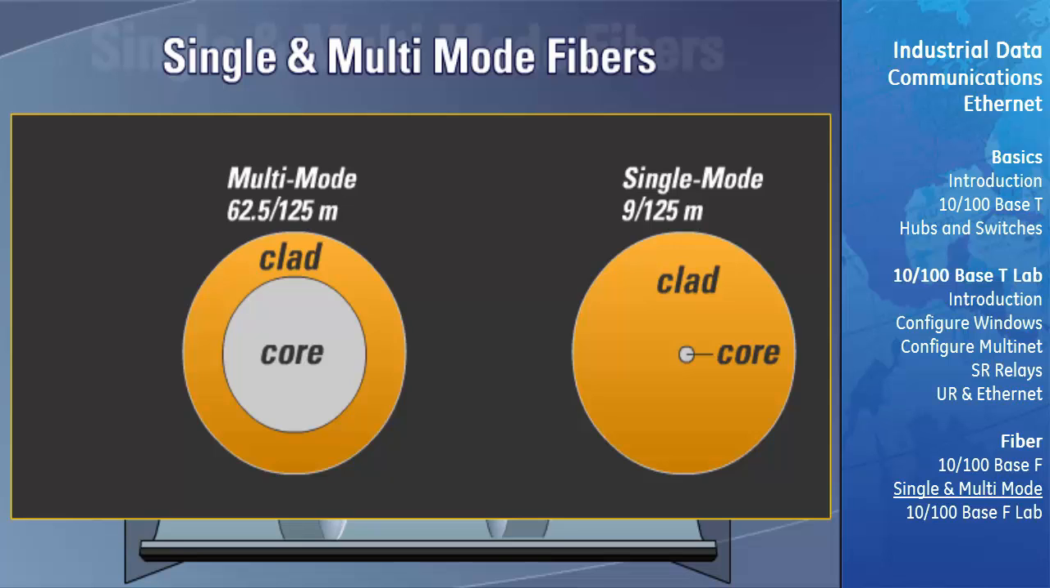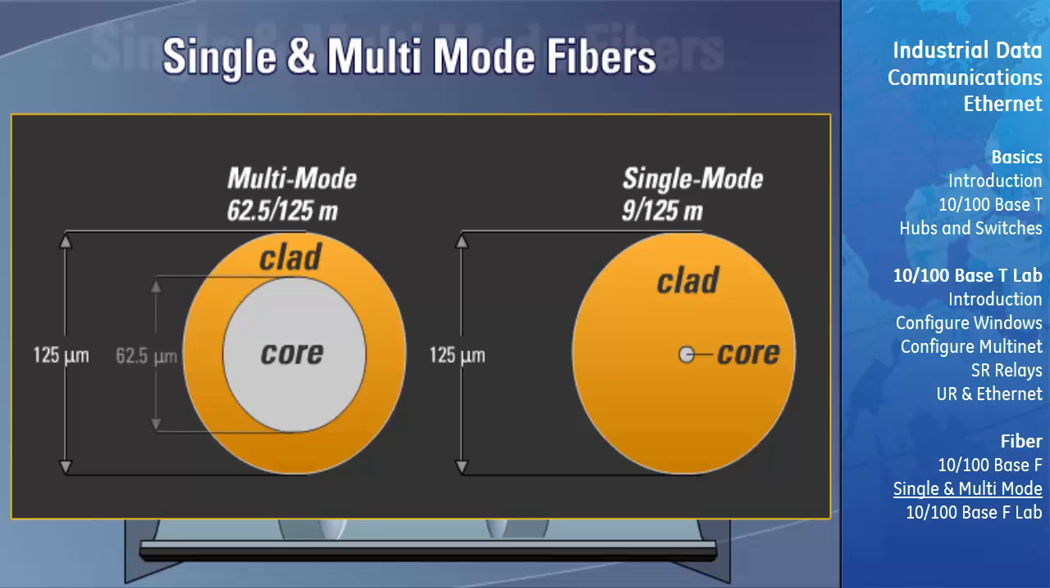The outer clad of both is 125 micrometers in diameter. The multimode core at 62.5 micrometers is a little bit thinner than the average human hair. Single-mode fiber is also referred to as 9 by 125 micrometer fiber. The 9 refers to the 8 micrometer core in addition to a second outer clad which can pass a light signal. The 125 refers to the outer diameter of the fiber.